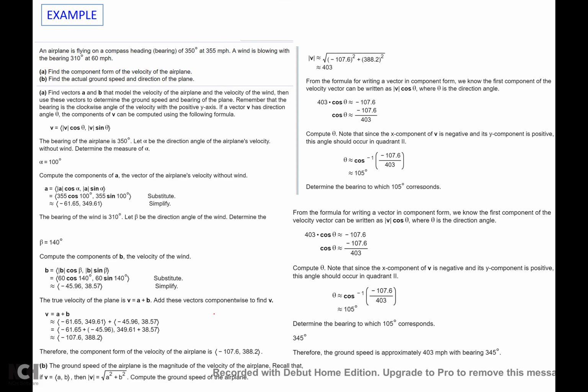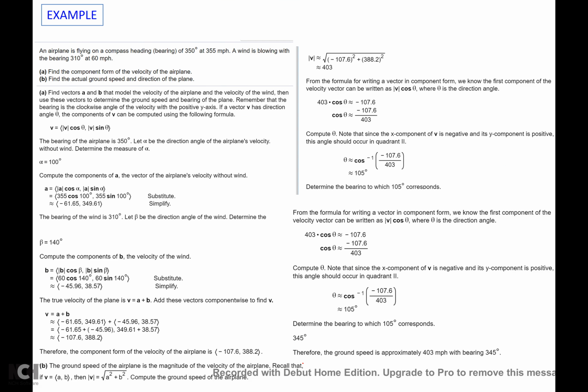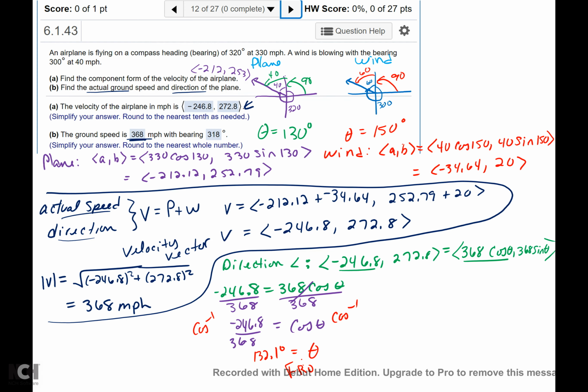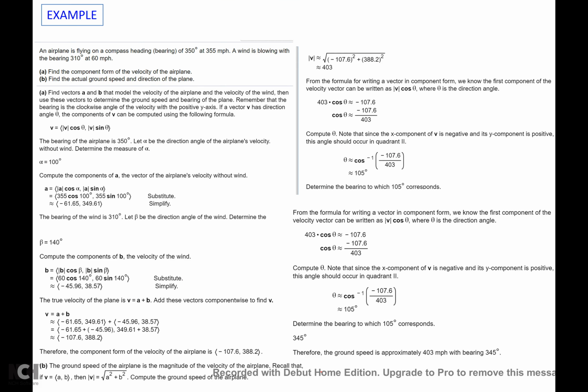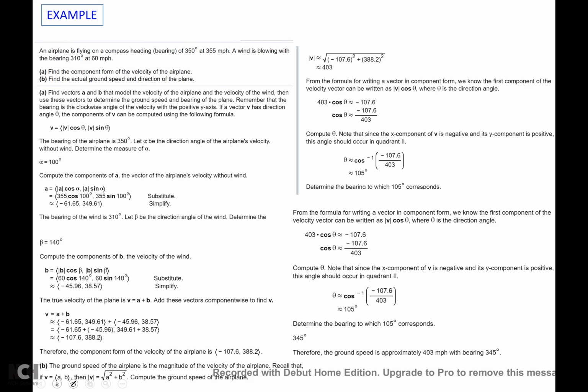So I get theta equals 132.1 degrees. But this is our theta. This is not from north. So I'm going to have to fix that.